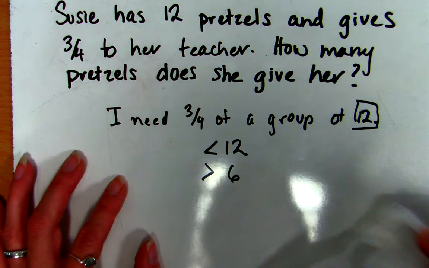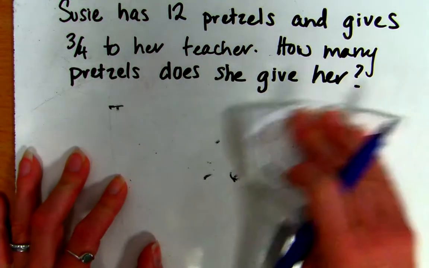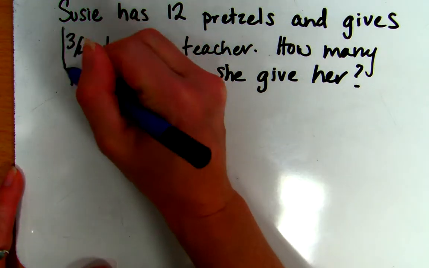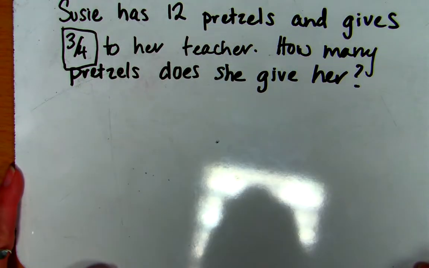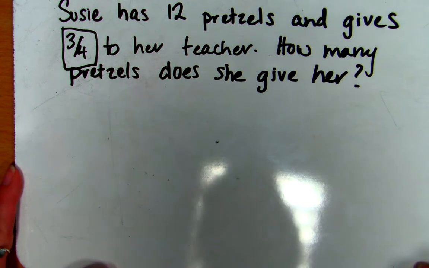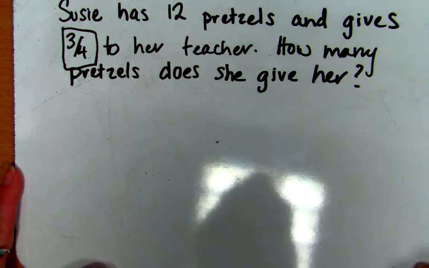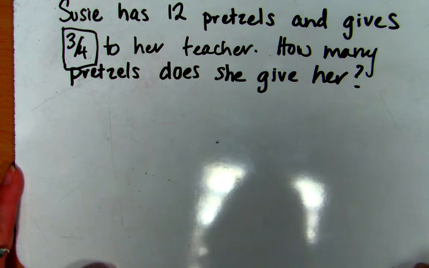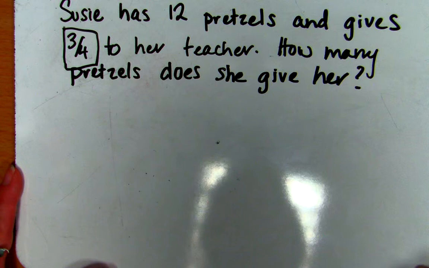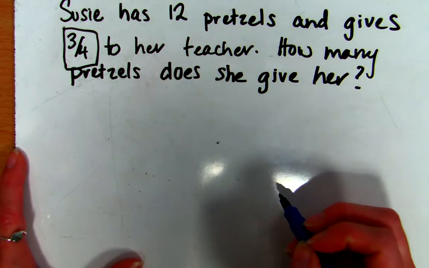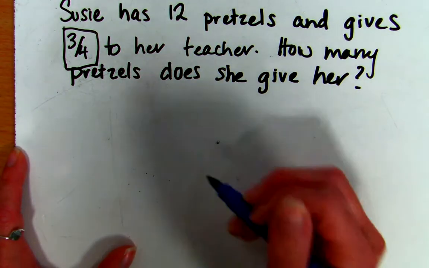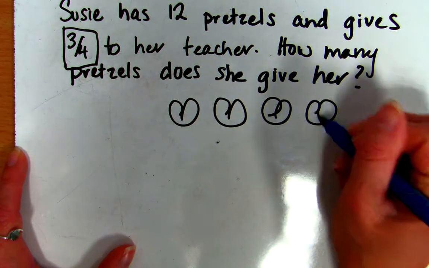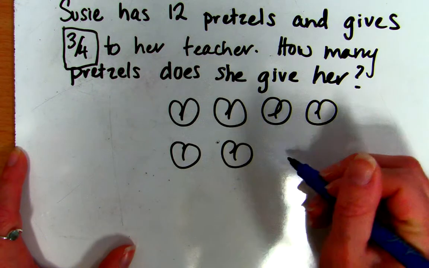Okay. So I've got my 12 pretzels, and I need to give 3/4 of them away to my teacher. So 3/4 is a way of thinking of 3 out of every 4 pretzels have to go to my teacher. Or if I broke my pretzels into 4 groups, 3 of those groups would have to go to my teacher. So if I were going to model this problem, I could do my 12 pretzels in 4 groups, because I know I've got to take 3 out of those 4 groups.